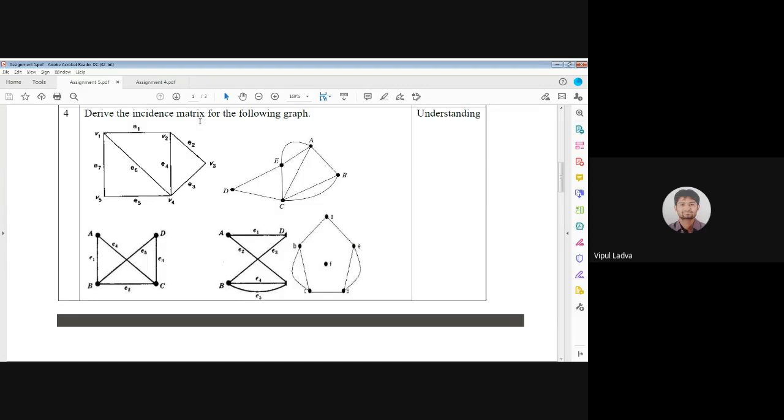So if you observe the first graph, observe here, the number of vertices 1, 2, 3, 4, 5. We are having 5 vertices and edges 1, 2, 3, 4, 5, 6, 7. 7 edges are there, 5 vertices are there. So the order of the incidence matrix related to this graph will be 5 cross 7.